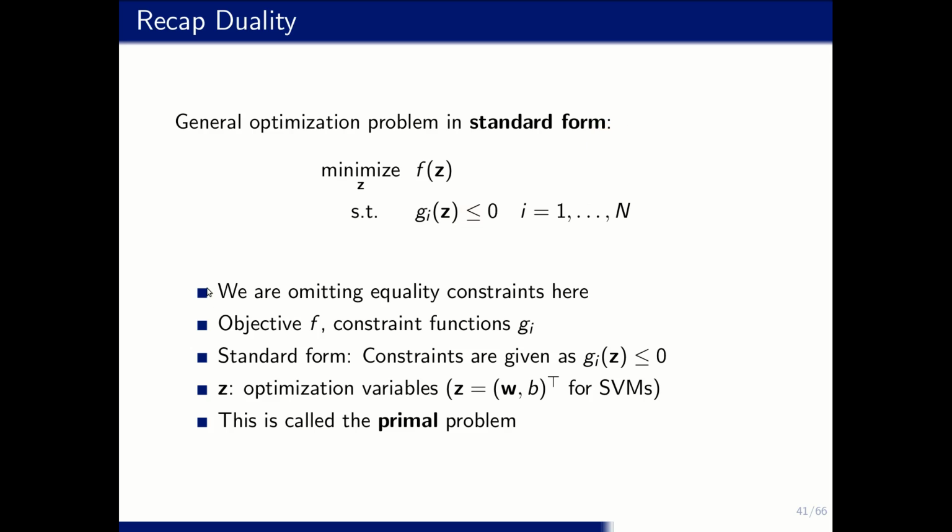Note that in general, an optimization problem often has equality constraints, but we won't need them here, so we will make things a bit simpler and omit them. We have our objective, and we have our constraints in standard form. We will call this the primal problem, because we will talk about duality.